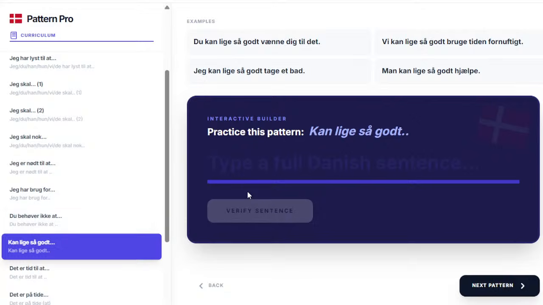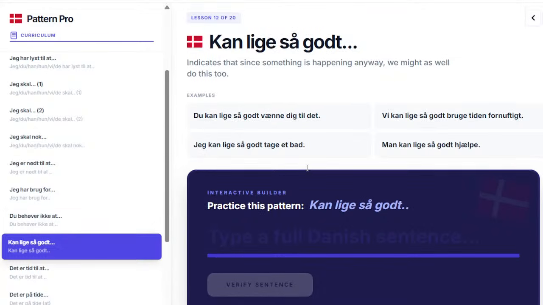Okay, then there's kan lige så godt. Kan lige så godt basically means might as well. Kan lige så godt, might as well, yada yada something. Du kan lige så godt vende dig til det. You might as well get used to it. Jeg kan lige så godt tage et bad. Might as well take a shower. Vi kan lige så godt bruge tiden fornuftigt. We might as well spend time reasonably, sensibly.